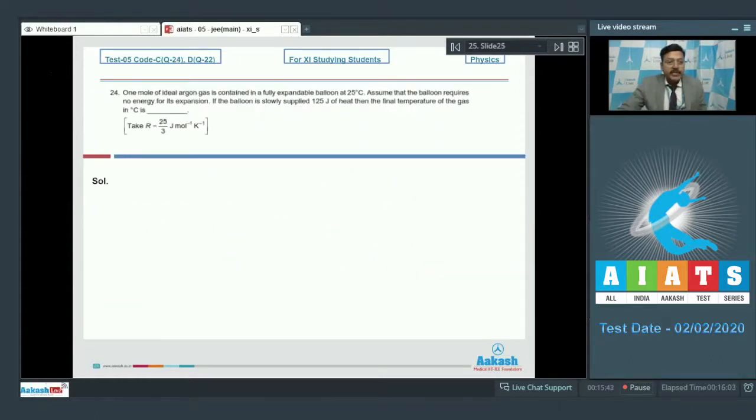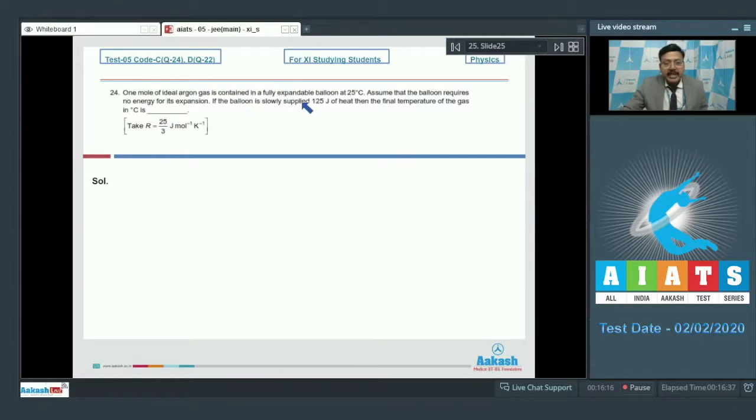Question 24 says 1 mole of ideal argon gas is contained in a fully expandable balloon at 25 degrees C. Assume that the balloon requires no energy for its expansion. If the balloon is slowly supplied 125 joule of heat, then the final temperature of the gas in degrees C is, and the value of R is to be taken as 25 by 3 joule per mole per Kelvin.